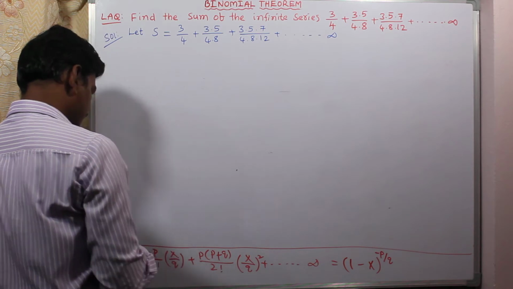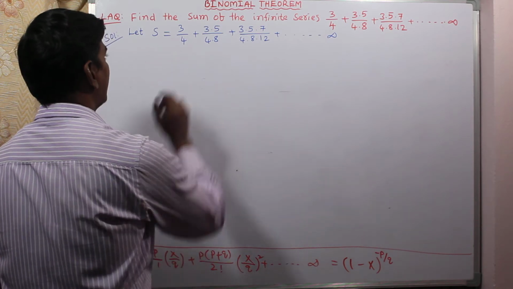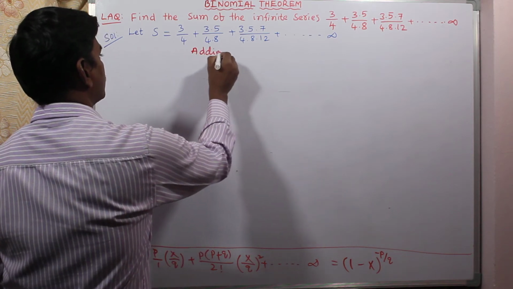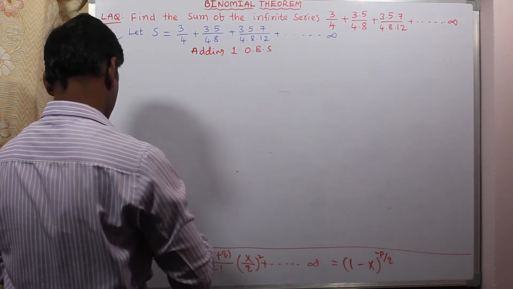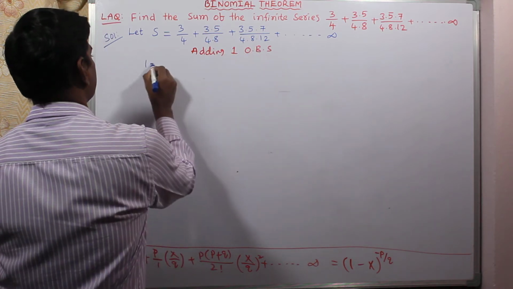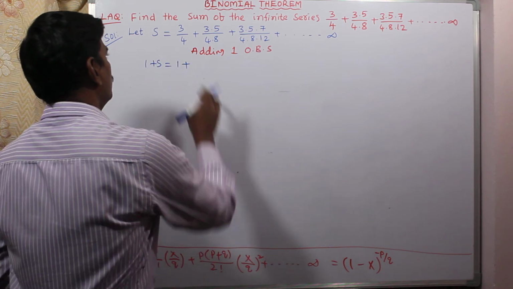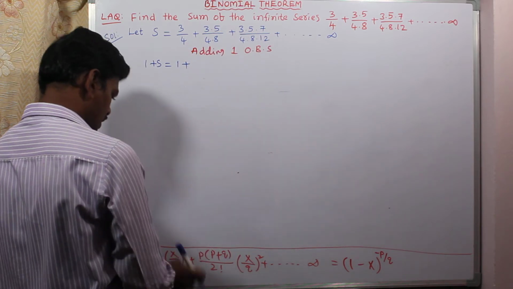So first of all let me create 1 on both sides. We can create it by adding 1 on both sides. So 1 plus S becomes 1 plus S is equal to 1 plus. Now the remaining series we have to convert into formula form.